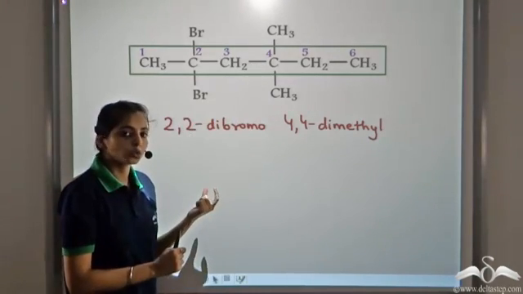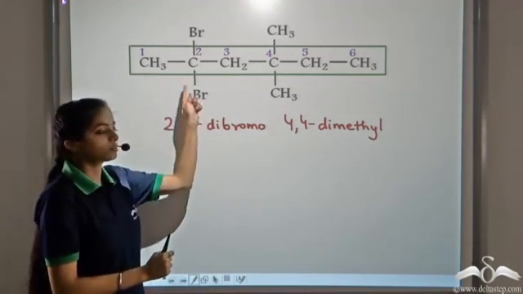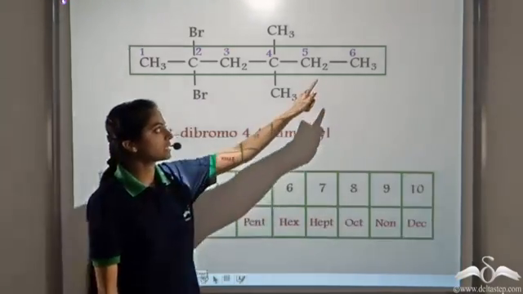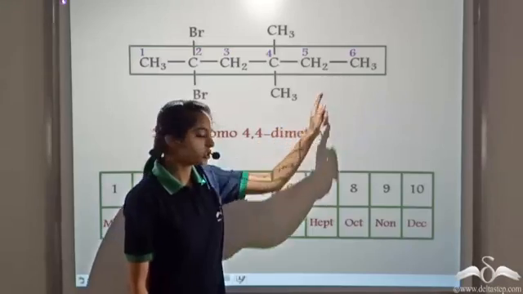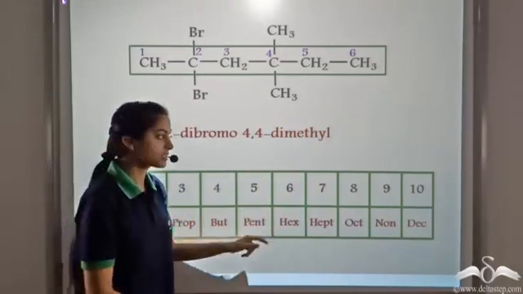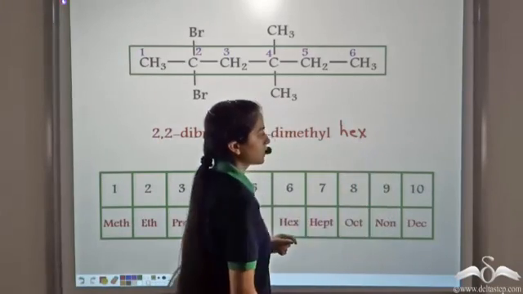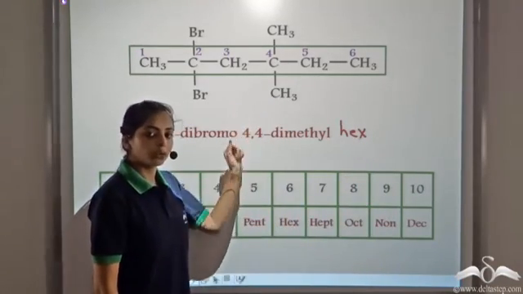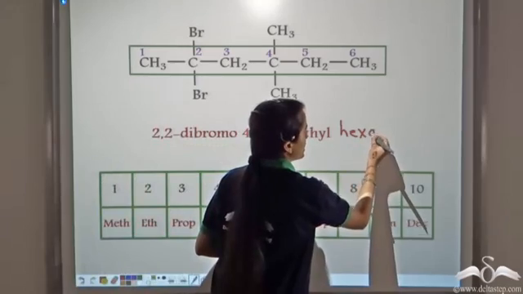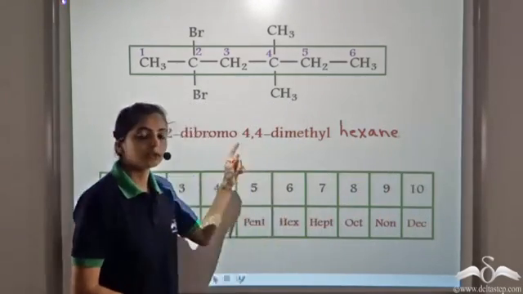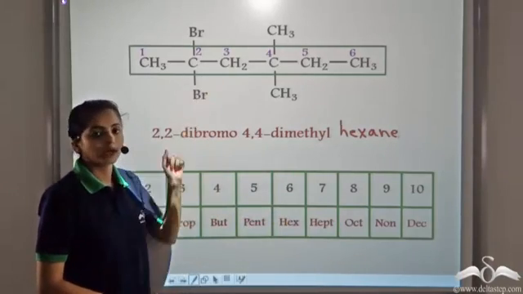Now, we have to find the root word. The root word comes from the number of carbon atoms in the main chain. So, we see 6 carbon atoms in the longest carbon chain. 6 means hex. So, we get the root word hex. And since we see single covalent bonds throughout, that means it is an alkane. So, we use the suffix ane. So, this is the IUPAC name of this organic compound.